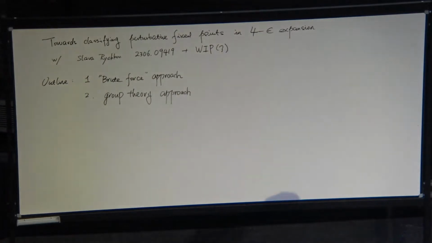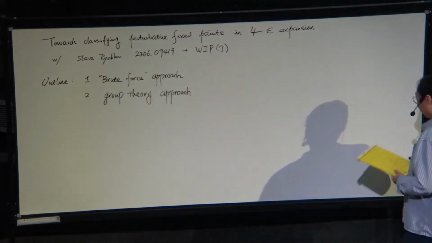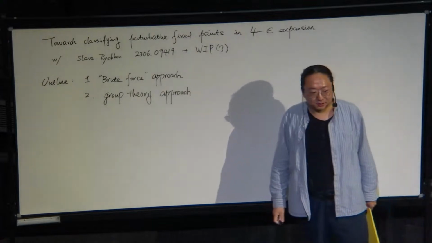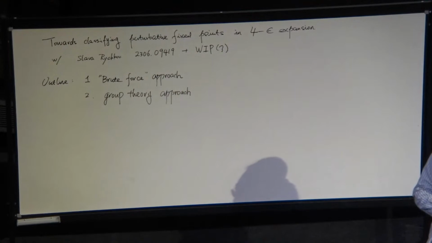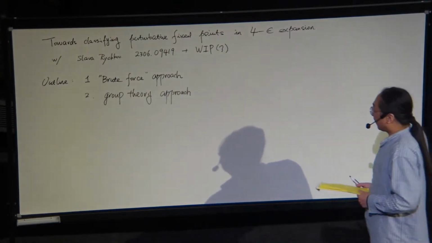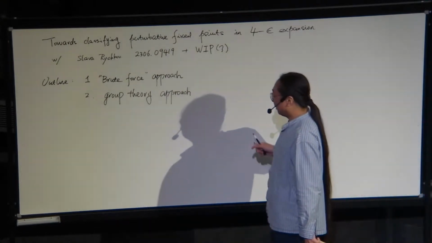I mean, we do what we can do, right? So I think you might be surprised that even in this limit, to classify the fixed points is still a non-trivial business. It takes a lot of energy. I will explain 2 approaches.